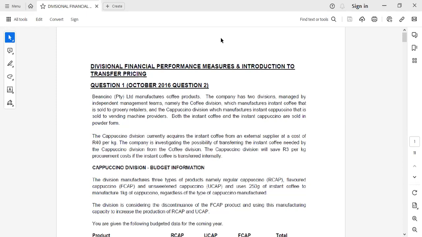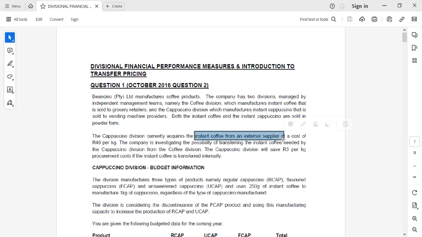Biancino Limited manufactures coffee products. The company has two divisions managed by independent management teams, namely the coffee division, which manufactures instant coffee that is sold to grocery retailers, and the cappuccino division, which manufactures instant cappuccino that is sold to vending machine providers. Both the instant coffee and the instant cappuccino are sold in powder form. The cappuccino division currently acquires the instant coffee from an external supplier.